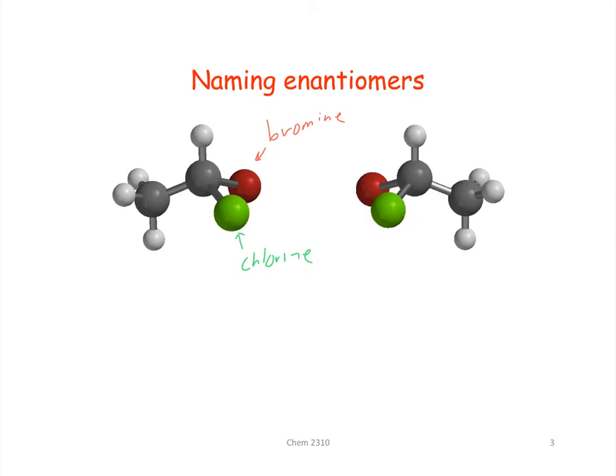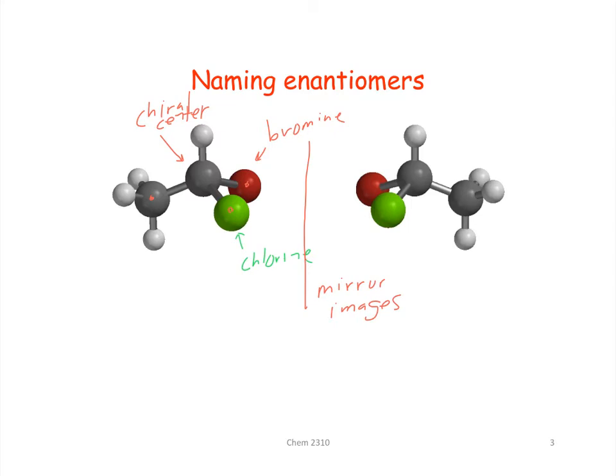Alright, so because this carbon right here has 4 different groups, it has an H, it has a methyl group, it has a chlorine, and it has a bromine, so 4 different groups. This is a chiral or asymmetric center. All right? The structure on the right, how is it related to the one on the left? Well, if we made a mirror right here, these two are mirror images.